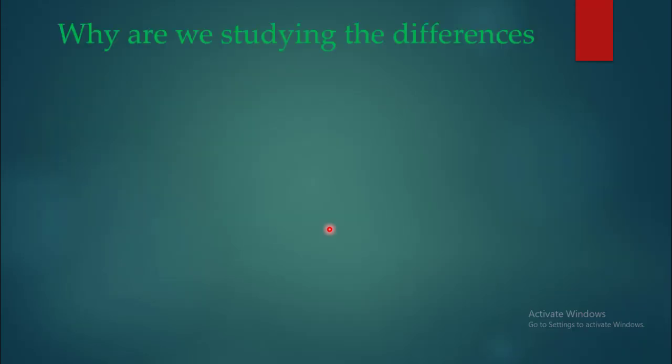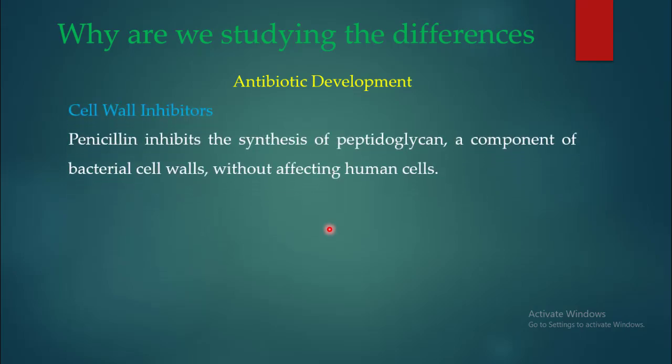So why are we studying the differences? This would be the main question in your mind: what is the advantage of studying the differences between the prokaryotic and the eukaryotic cells? Let me give you some examples. Studying the differences is very important in the development of antibiotics, and hence in the control of infections. For example, the cell wall inhibitors, like penicillin, inhibit the synthesis of peptidoglycan. This peptidoglycan is a very important component of the bacterial cell wall, and penicillin works without affecting the human cells.